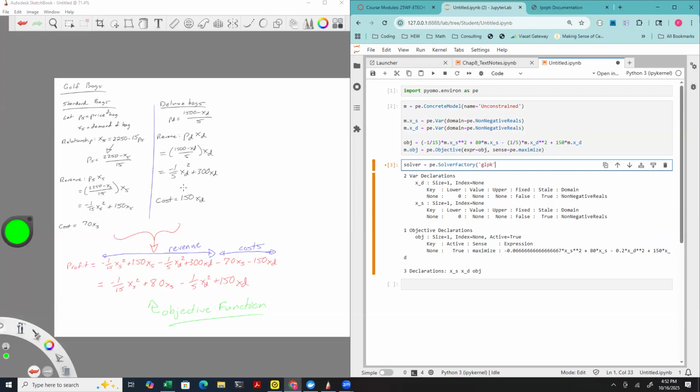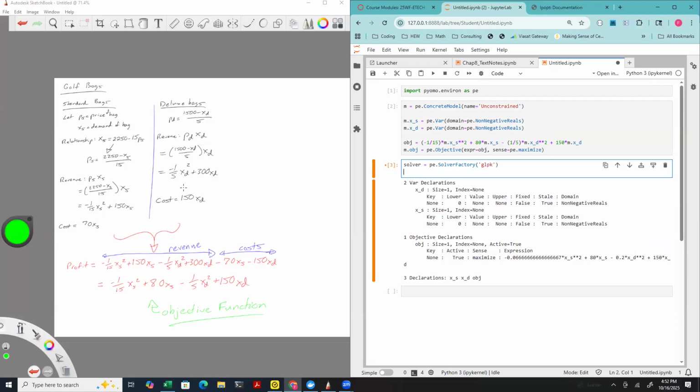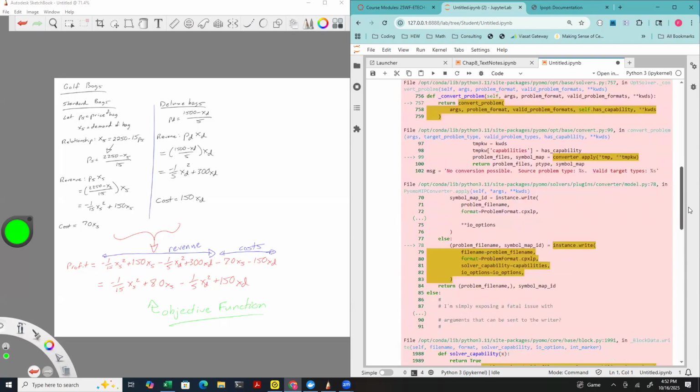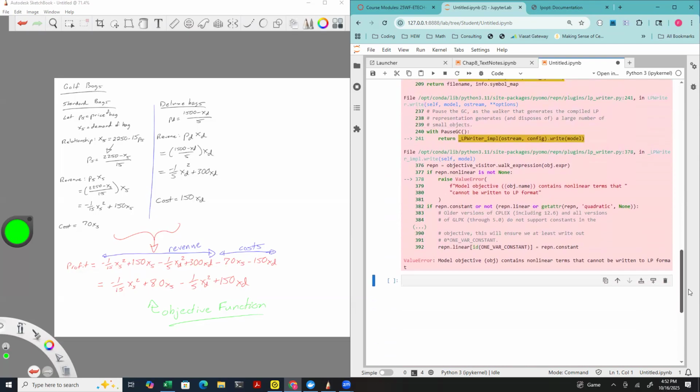And usually we would have said GLPK here. And just to show that this won't work, I'll say results equals solver.solve the model, tee equals true, and let's see what happens. Uh-oh, we got an exception. Aha, ValueError: model objective OBJ contains nonlinear terms that cannot be written to the LP format. So this is saying that something went wrong, as this model is not expressing a linear objective, and now the objective has nonlinear terms there.